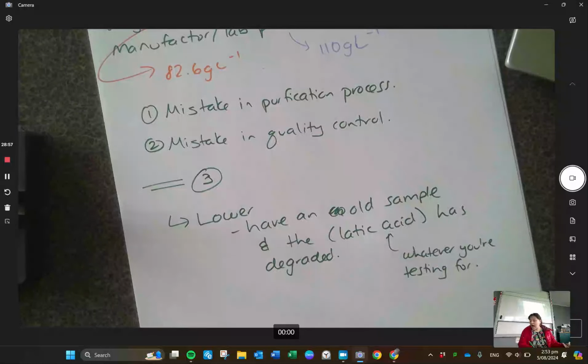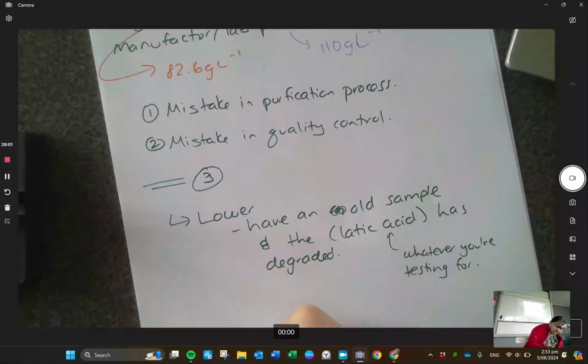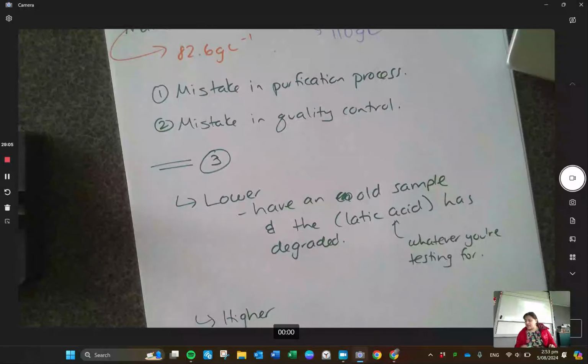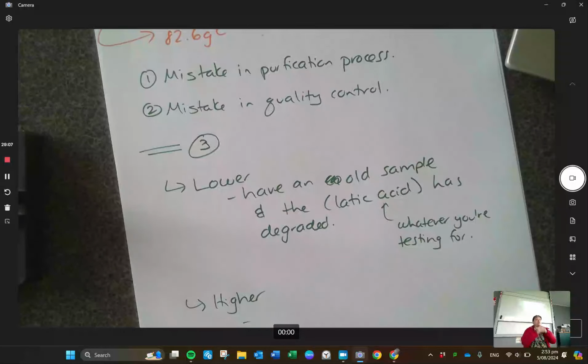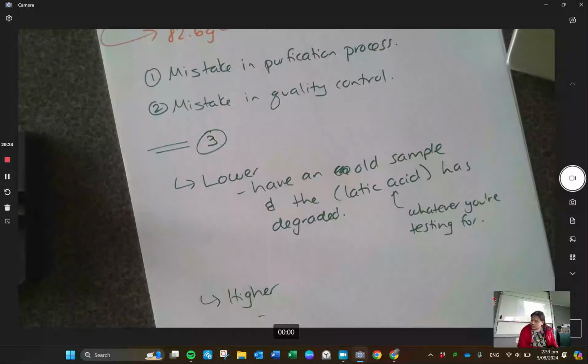If it is higher, then what has likely happened is that the manufacturer, that you have a really fresh sample. And so what has happened is the manufacturer knows that their chemical is going to degrade, so they make it a little bit more concentrated than it actually is. So by the time it gets onto the shelf, it is degraded to the concentration they state it's going to be. Does that make sense?